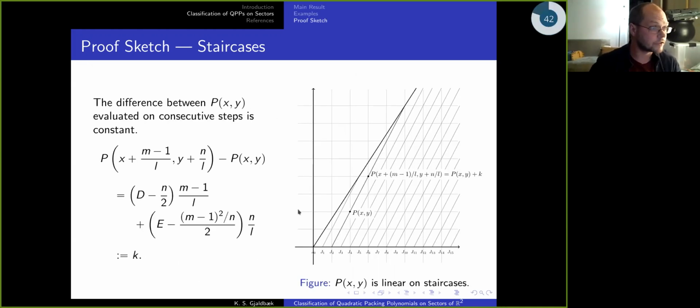Maybe a picture is more convincing. So these are lines Li, and restricted to the sector and only taking the lattice points, we get the staircases Ji. So if you evaluate the polynomial on two consecutive stairs on such a staircase, the difference between them is constant. And this constant depends on D and E, but we just call it K. And this is where that K comes from.